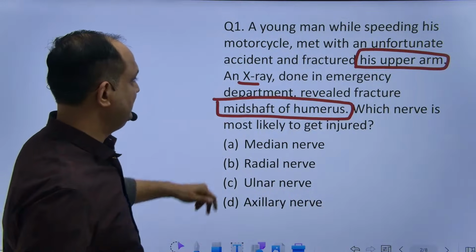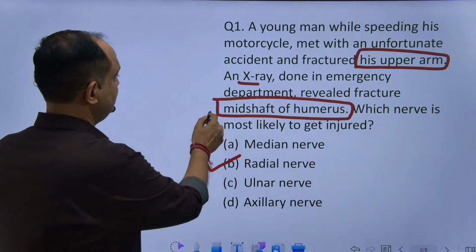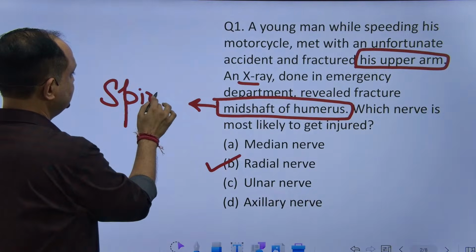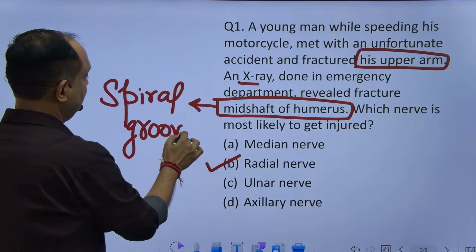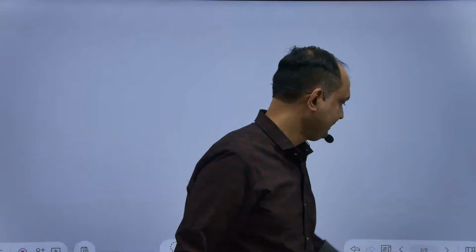So, which nerve is likely to get injured? Answer is radial nerve. Clear? So, when the mid-shaft word comes, it means we are discussing the spiral groove, also known as radial groove, which lies on the posterior surface of humerus.